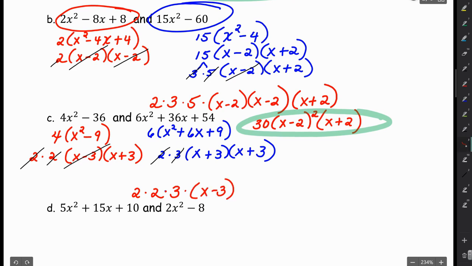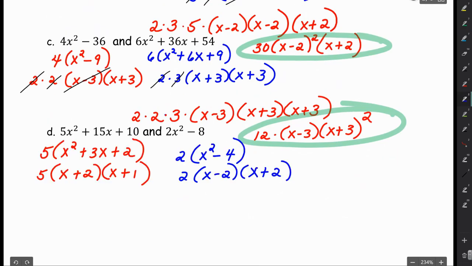And then the last one, we have x plus 3 occurring once here, x plus 3 occurring twice here. We need to put it down the greatest number of times it appears in either expression. It appears twice here, so we know we need two of those. All right, 2 times 2 times 3 is 12.